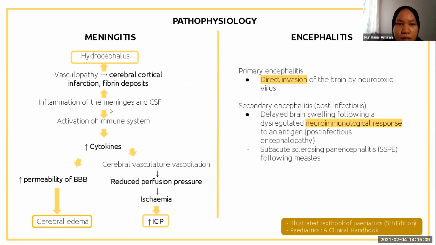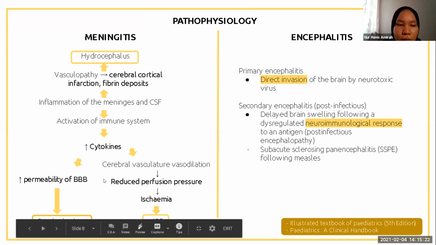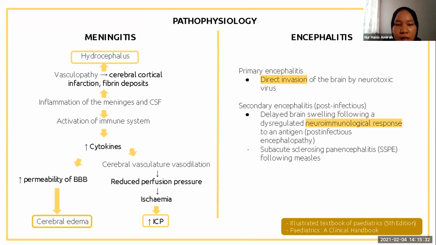So start with the meningitis. When there is inflammation of the meninges and CSF, it will activate the immune system that will release the cytokines. When there is an increase in the cytokines release, it will cause an increase in the permeability of the blood-brain barrier and cause cerebral edema. Cytokines also can cause vasodilation of the cerebral vasculature, and it can reduce perfusion pressure, cause ischemia, and increase the intracranial pressure.